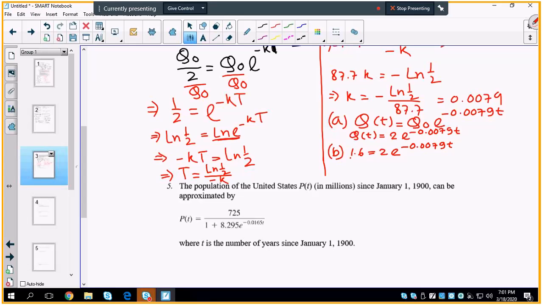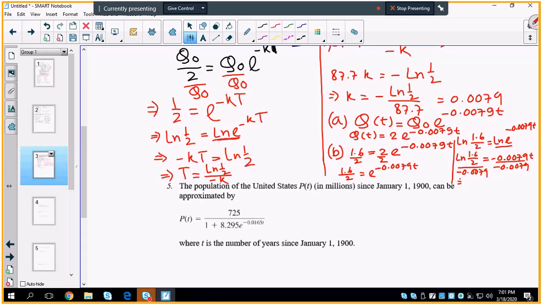First things first, we divide both sides by 2 as usual. I get 1.6 over 2 equals e to the power negative 0.0079t. Then I take the natural log on both sides. So the natural log of 1.6 over 2 is equal to the natural log of e to the power negative 0.0079t. As usual, they cancel. You get the natural log of 1.6 over 2 equals negative 0.0079t. Divide both sides by negative 0.0079, and that will give you an approximate value of t.